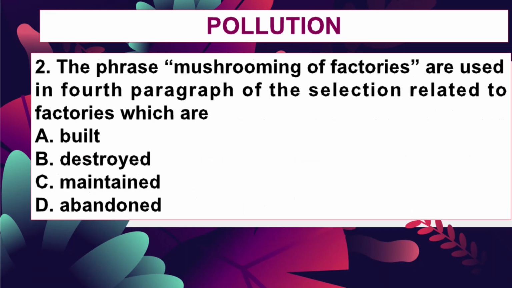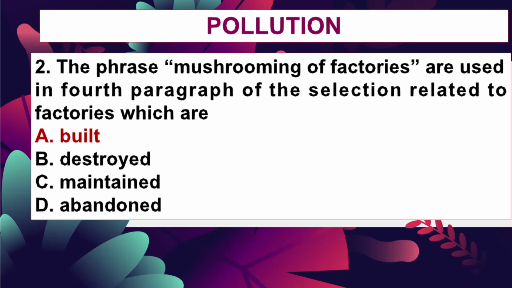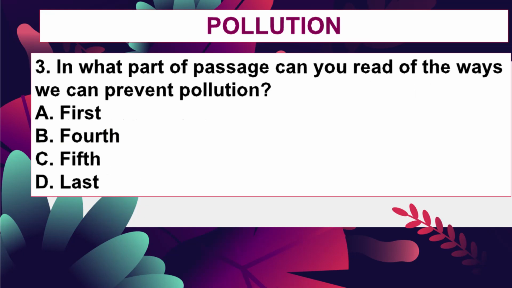The phrase "mushrooming of factories" used in the fourth paragraph of the selection relates to factories which are: letter A. Built. B. Destroyed. C. Maintained. D. Abandoned. The answer is letter A. Built. In what part of the passage can you read of the ways we can prevent pollution? Letter A. First. B. Fourth. C. Fifth. D. Last.